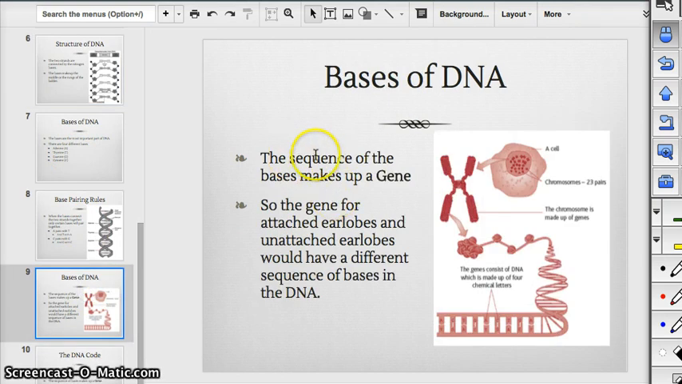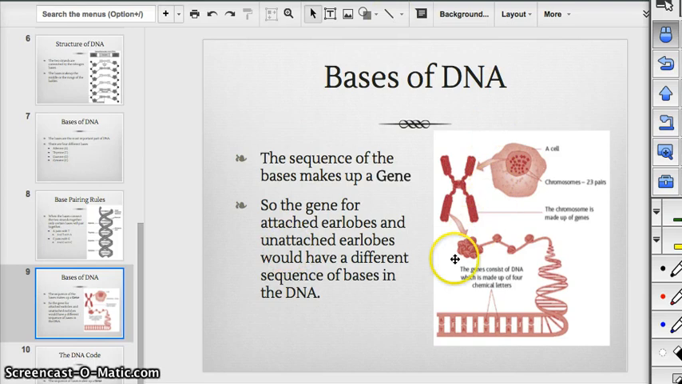Now the sequence of the bases make up a gene. So a gene is the order of those bases. And we can have a different order. So an order for unattached earlobes might be one segment of, might be ACT, GAC, that's a little bit small. But then the other one might be ATC, GACT. So just the sequence of bases determines whether or not your earlobes are attached or not, and that goes for a lot of genes.